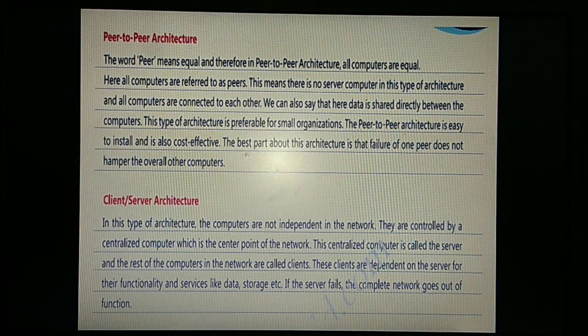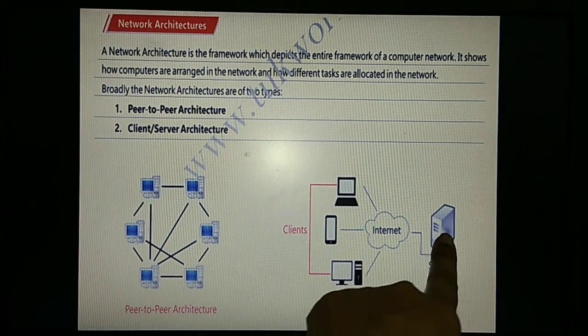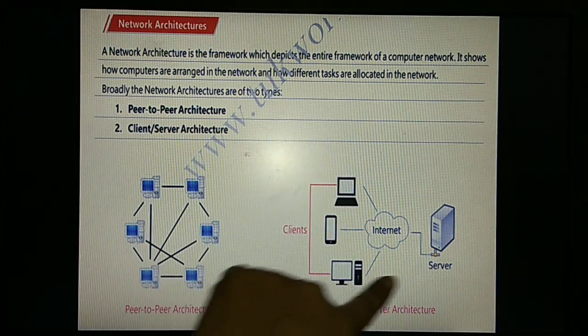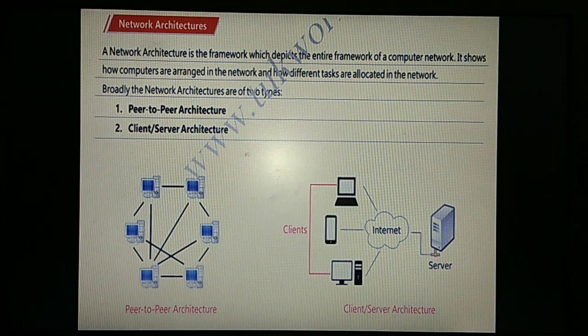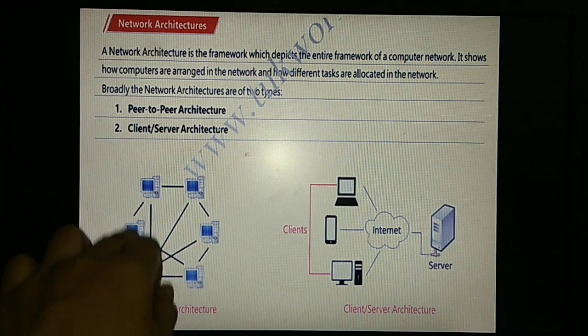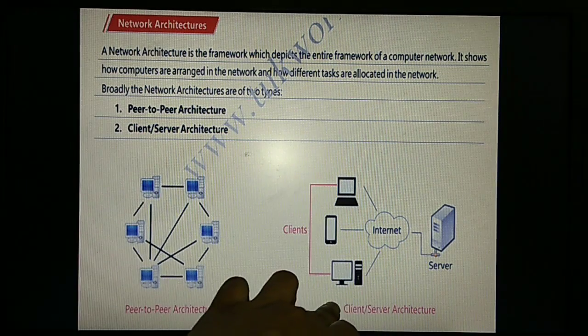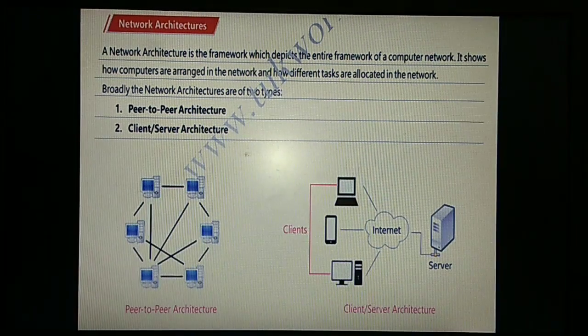But what happens is, if the server fails, the complete network goes out of function. So what is the disadvantage over here? If the server fails, the whole architecture gets lost, it gets corrupted. Which do you feel is good, peer-to-peer or client server? Obviously, peer-to-peer architecture is better than client server, because if one computer in peer-to-peer gets corrupted, the rest can at least work. But in client server, if the server gets corrupted, the whole network is stopped.